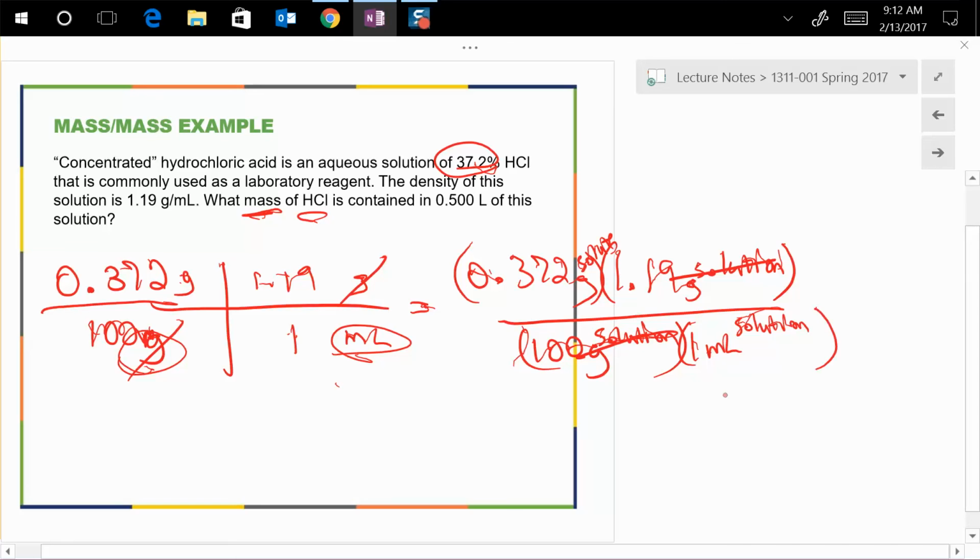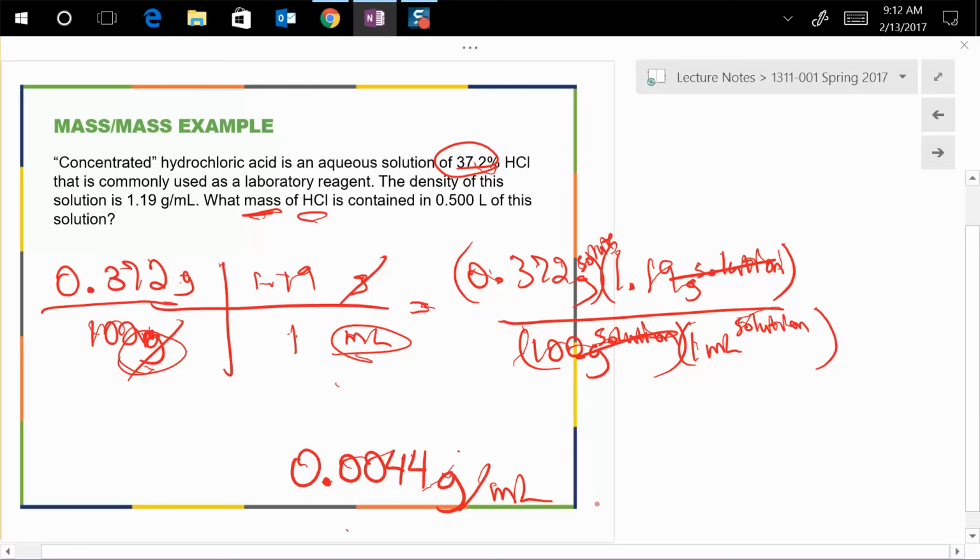Okay, so what is the conversion factor then? What is the ratio here of grams per milliliter? How many grams are there in every 1 milliliter of solution? 0.372 times 1.19 divided by 100. What do you find? 0.0044 grams per milliliter, right? Or we could just write it per milliliter, like that.